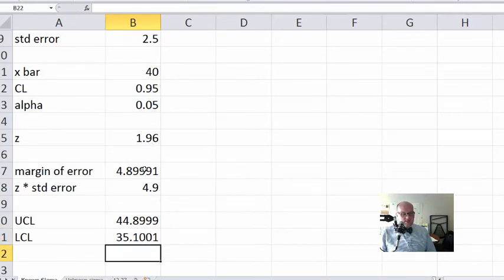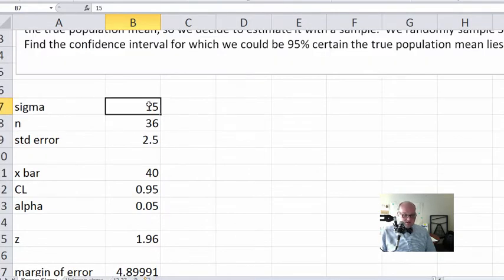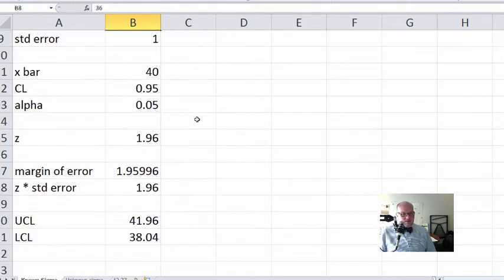Done. So that's it. So then we say we are 95% certain that the true population mean, we should change this back, this was 6. Change that back to 6. 95% confident that the true population mean lies between 38.04 grams and 41.96 grams. That's the end of the story.